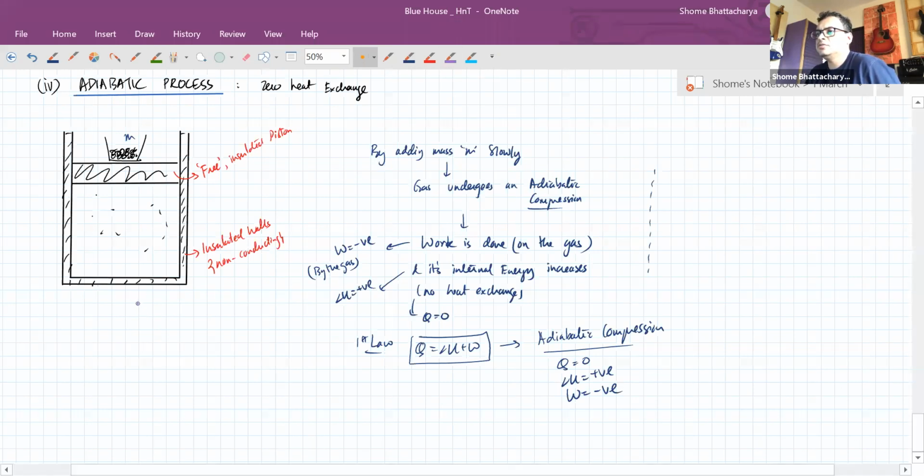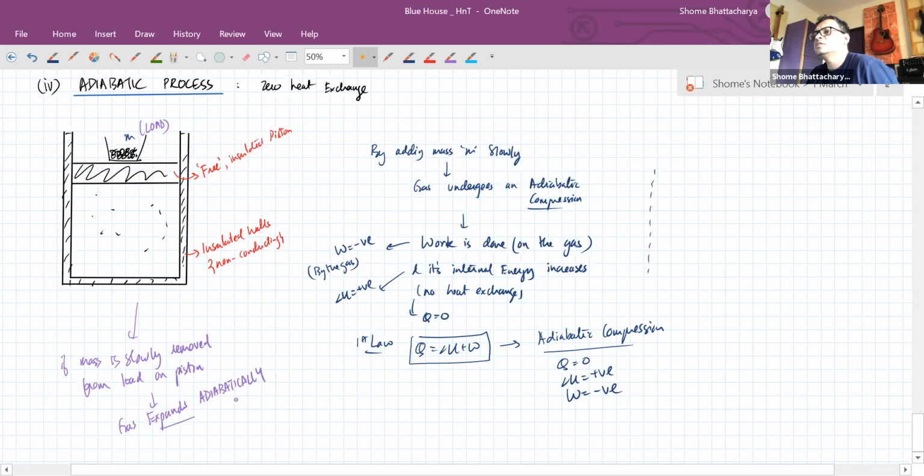So anyway, now let's understand the reverse of this. On the other hand, if mass is slowly removed from the load on the piston, this load over here, if we are slowly removing the mass, then what is going to happen is that the gas expands adiabatically.